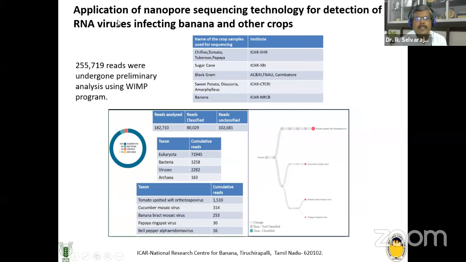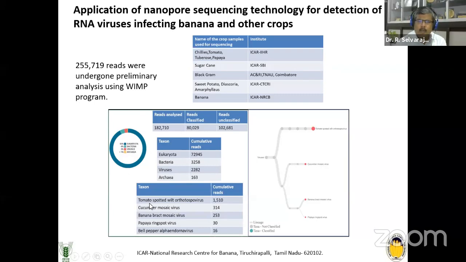And very interestingly, this nanopore sequencing we applied for RNA viruses also. Here we collected from Dr. Krishna Reddy's lab, we got chilies, tomato, tuberose, papaya, and sugarcane from SBI, black gram from Tamil Nadu Agricultural University. They have got black gram leaf crinkle virus. It's one of the big problems. Then sweet potato, dioscorea, banana, all these things put together we got this one.